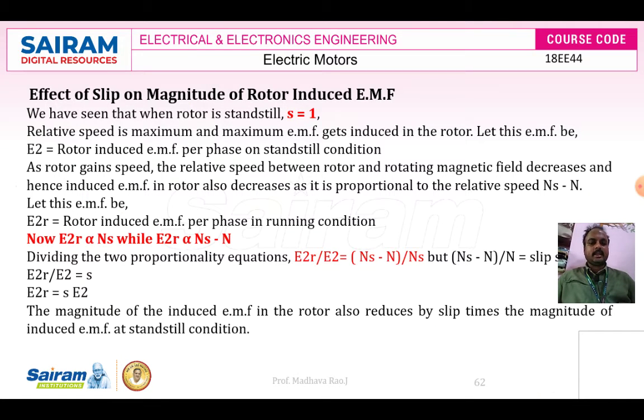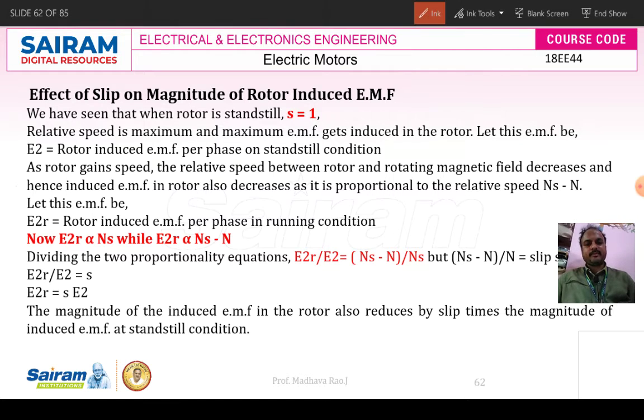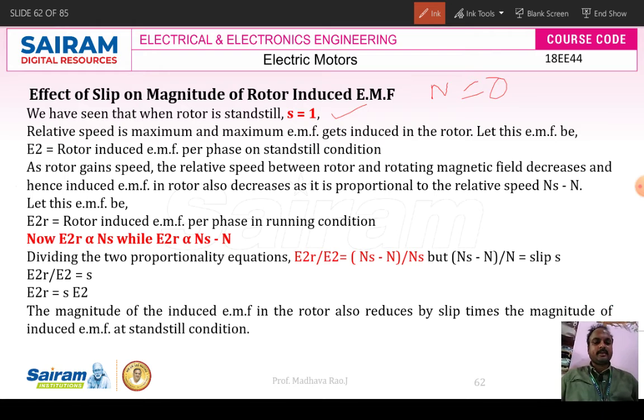So at standstill position of the induction motor, the slip will be equal to 1. The slip is equal to 1 when n is equal to 0, the motor is not running, the motor is at standstill position. Here the relative speed ns minus n is maximum and maximum EMF gets induced in the rotor. So here we are assuming E2 equal to rotor induced EMF per phase on standstill condition.